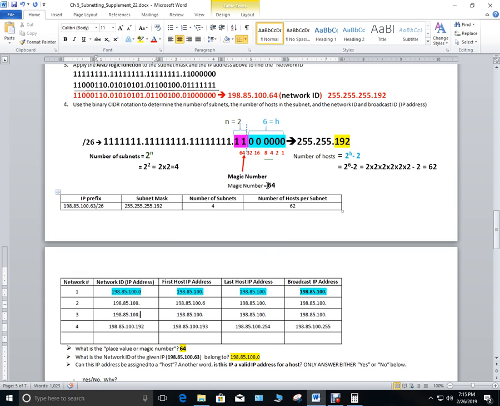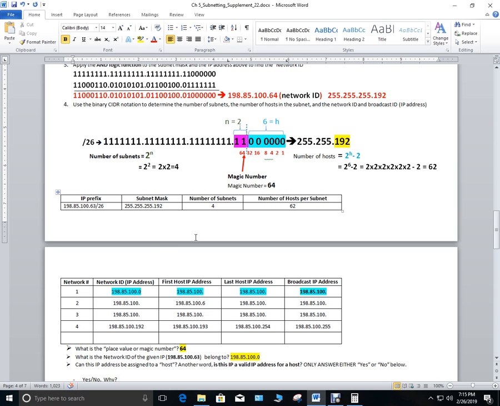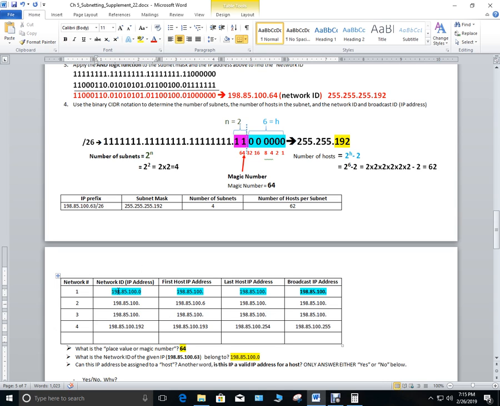So the magic number is 64, meaning that from the first subnet to the second subnet, there are a total of 64 blocks. Now our first subnet always begins with 0, so that's 198.85.100.0. We add 64 to that 0, make it 64. We add 64 to the 64, make it 128, and we add 64 to 128, make 192.